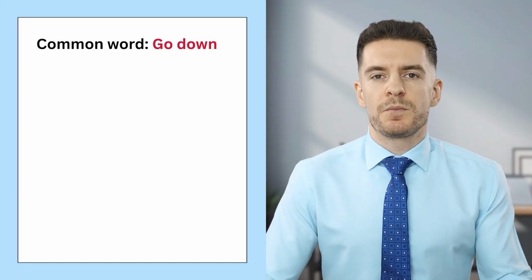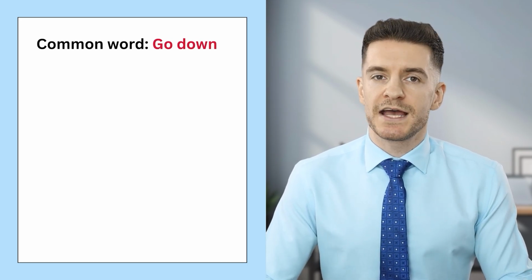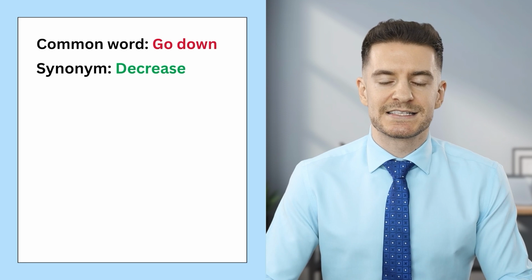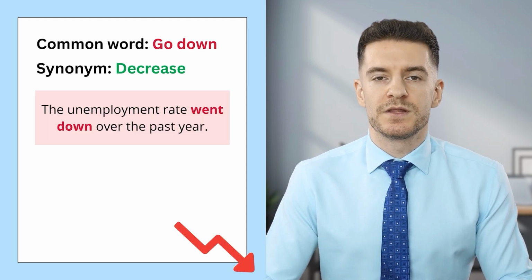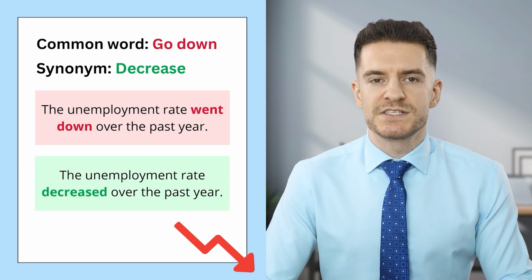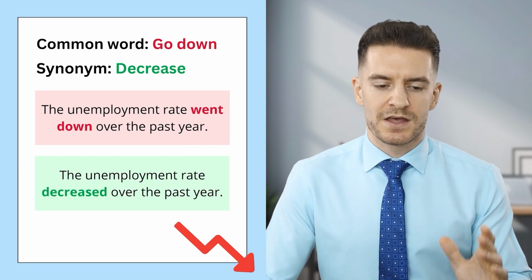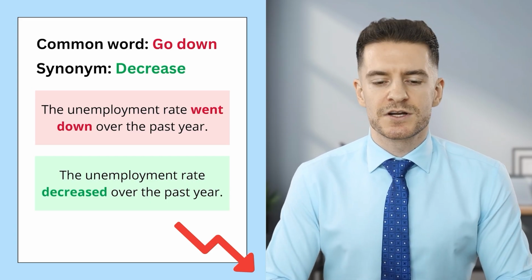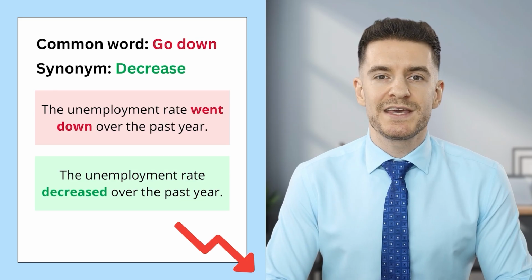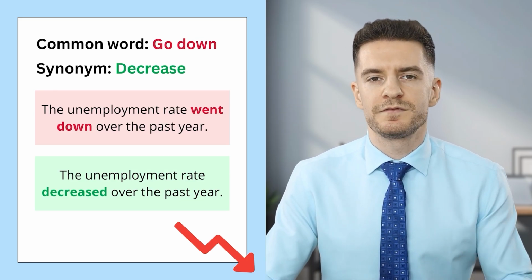Moving on to word 21 now. Obviously, the opposite of go up is go down. So instead of saying go down, well, you could say decrease. For example, the unemployment rate went down over the past year. Well, no, we could say the unemployment rate decreased over the past year. Again, decreased, it's not the most advanced word in the world, but it's just going to make your writing or your speaking sound more professional. Your vocabulary is going to sound more professional.